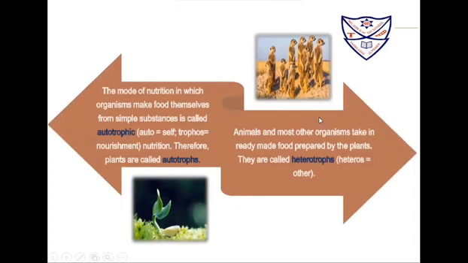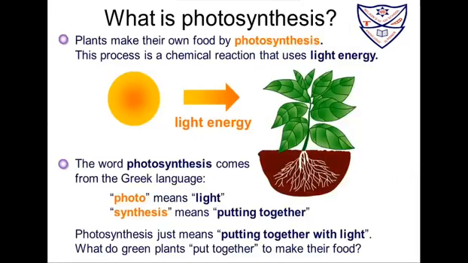The other form of nutrition is heterotrophic. So what is a heterotroph? A heterotroph is basically an organism which is dependent on plants for its food. This mode of nutrition, where the organism takes ready-made food prepared by the plant, is called the heterotrophic mode of nutrition.